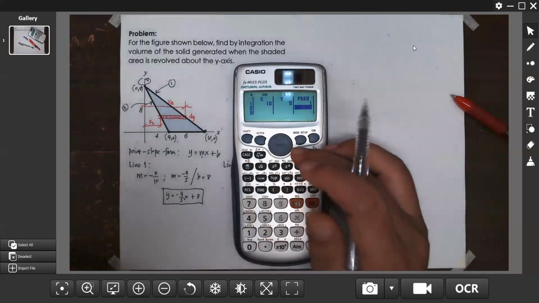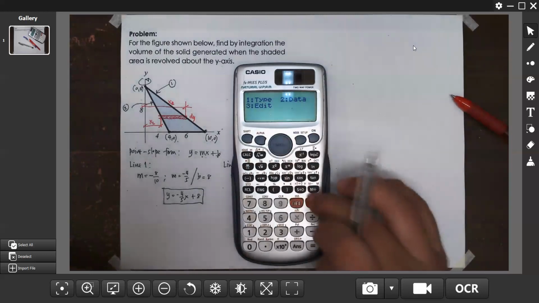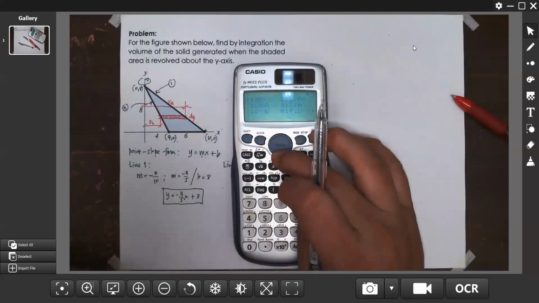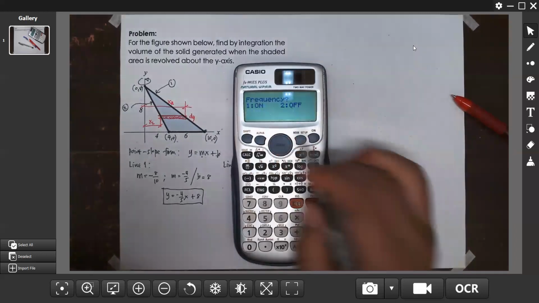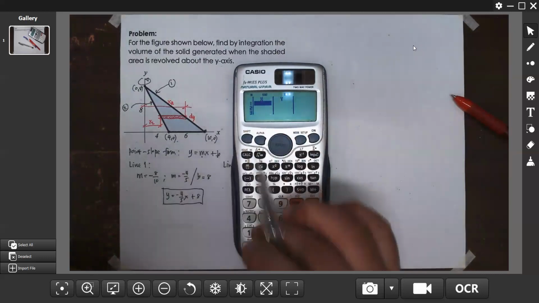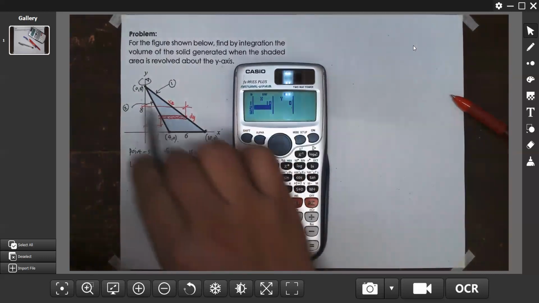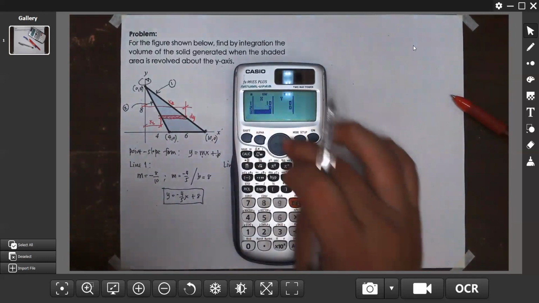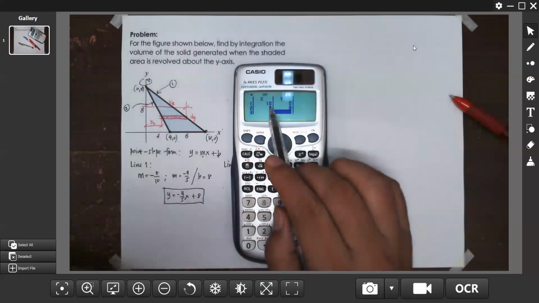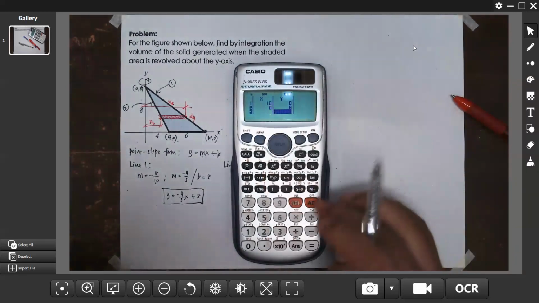You can also use the frequency setting: shift, mode, stat, and frequency on. So the first point is (10, 0) and the other one is (0, 8). First point (10, 0), second point (0, 8).